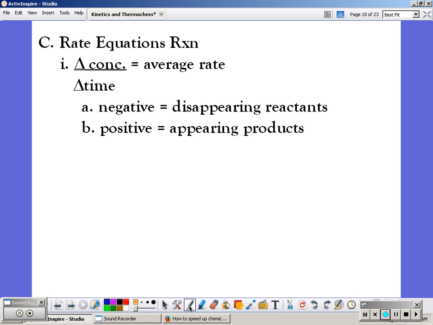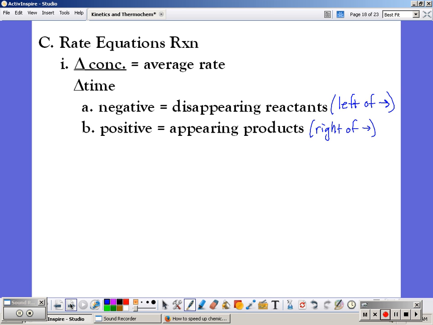Rate equation reaction. To calculate how fast our reaction is going, one way of doing that is to do a change in concentration over the change in time. Now the average rate is going to be negative if the reactants are disappearing. Remember, the reactants are the stuff that's on the left. It's going to be a positive rate if the products are appearing, and remember, products are on the right.